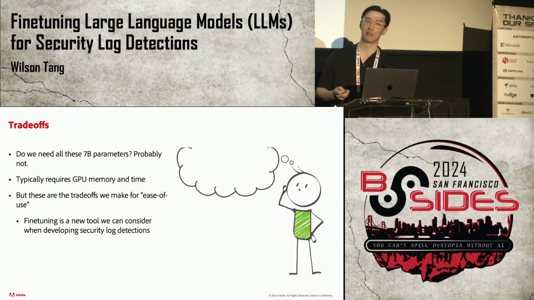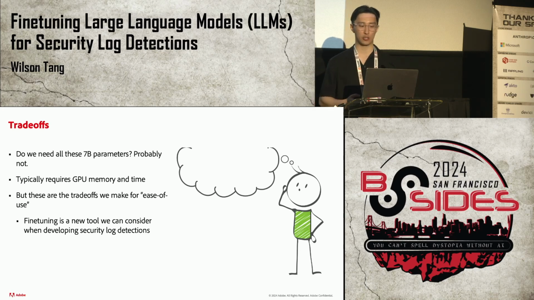These 7 billion parameters are really good for generating text, and necessary for generating text. But when we're talking about classifying data where we just need a yes or no, we might not necessarily need all these 7 billion parameters to get the correct classification out of it. And typically, this is going to require more GPU memory time. Even though it's substantially less than trying to pre-train an LLM from scratch, we're still going to need a GPU and some GPU cycles to actually fine-tune the model.